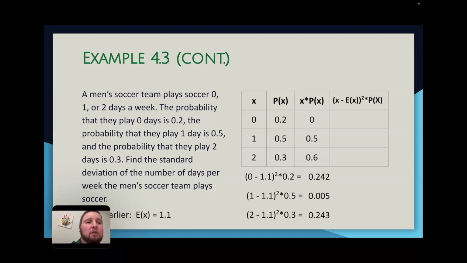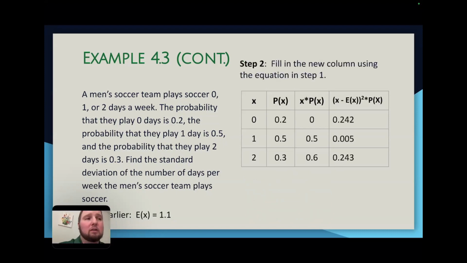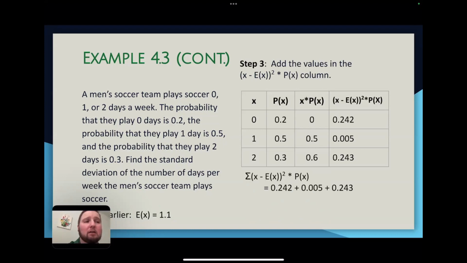So 0, which is our x value, minus our expected value, 1.1. We square that, and then we multiply by 0.2, and that's going to give us 2.42. We repeat for x is 1 and x is 2, and we get those 3 values shown on your screen. We plug them back into our table, nice and pretty. And then step 3 says, add down that new column. So we're going to add those 3 values together, and that gives us 0.49.